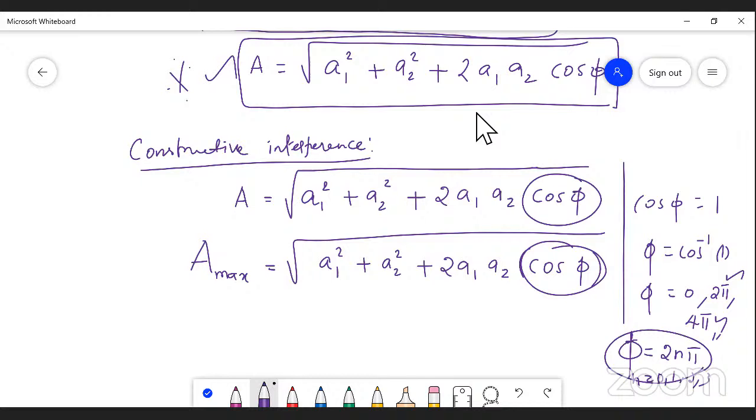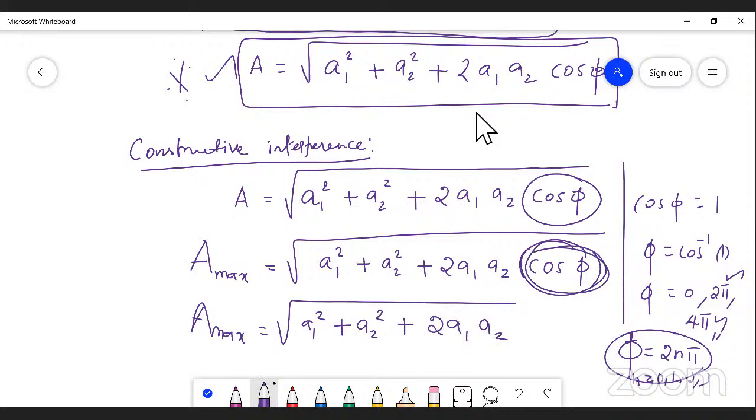Then the cos phi value is maximum. So the maximum amplitude A maximum is equal to the square root of A1 square plus A2 square plus 2A1 A2, since the factor cos phi is equal to 1. So phi is equal to 0 or 2 pi or 4 pi or 6 pi. The general formula of phase is phi equal to 2n pi, n an integer, which gives the maximum value. So amplitude maximum A maximum is equal to the square root of A1 square plus A2 square plus 2A1 A2.